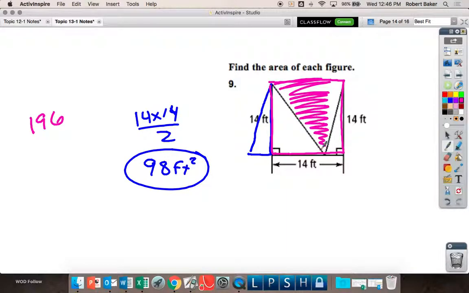So this base is 14. How tall is this triangle? 14. So it would be 14 times 14 divided by 2, which would be 98. So we did the square minus the triangle, and we get the triangle again. So it's the same number. It's so much fun because you can cook it however you want to cook it. That's why this is hard to teach, because I might be saying it one way and you might be seeing it another.